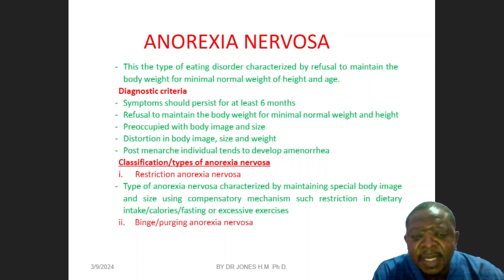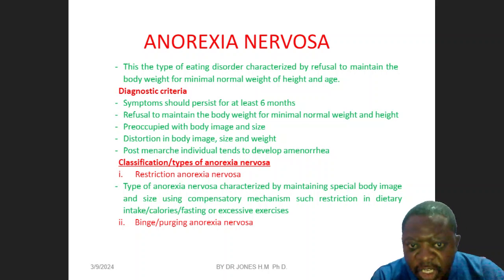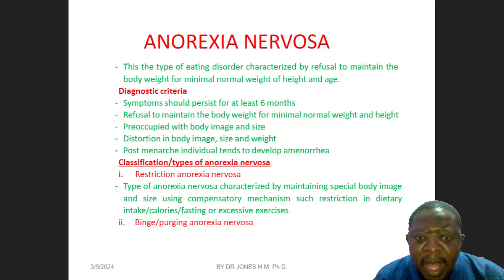As the name suggests, restricting anorexia nervosa is characterized by maintaining a particular body image and size using compensatory mechanisms such as restriction in dietary intake of calories, fasting, or excessive exercise, for one to maintain a certain weight. And this weight is below the requirement for weight for height and age. Then we also have binge-purging anorexia nervosa.